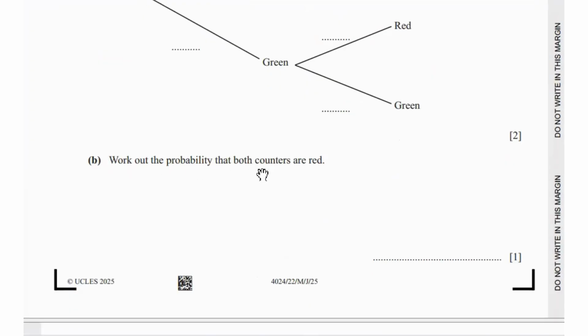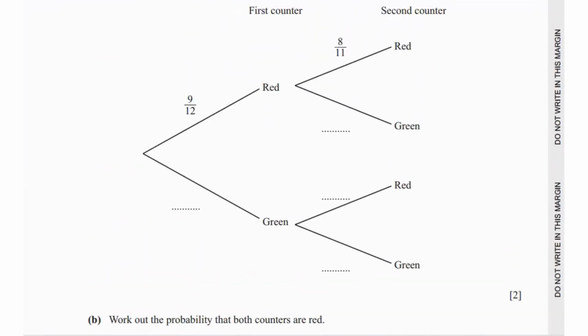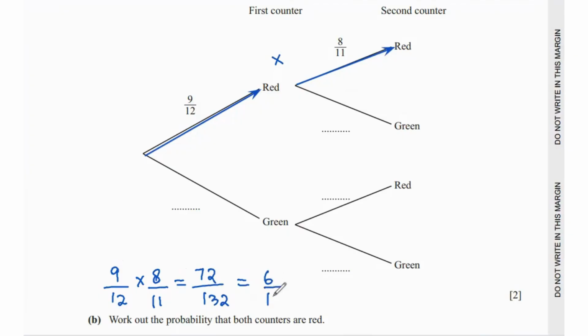Then work out the probability that both the counters are red. So for both counters to be red, we're going to go from this branch to this branch. You need to remember when you're going along the branches, you multiply the probabilities. So 9 out of 12 times 8 out of 11. This is going to be 72 out of 132. If you want to simplify it, you can simplify it, or you can even leave it as it is. Simplified answer would be 6 out of 11.